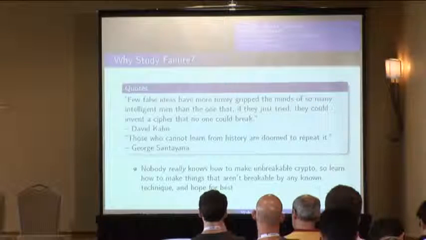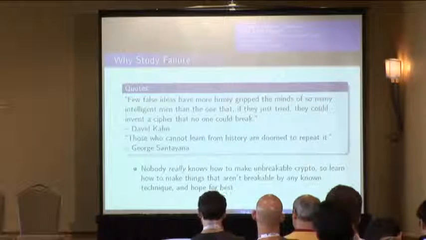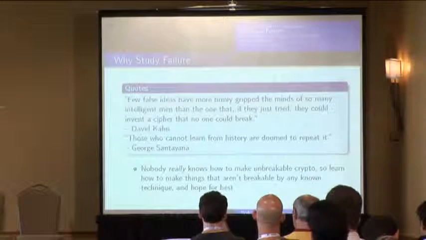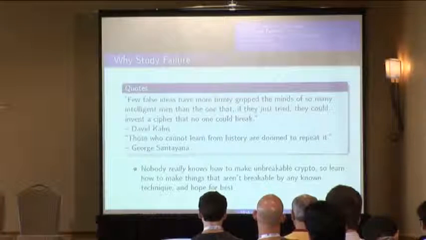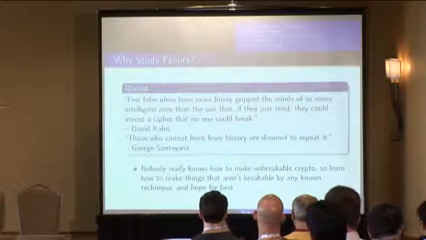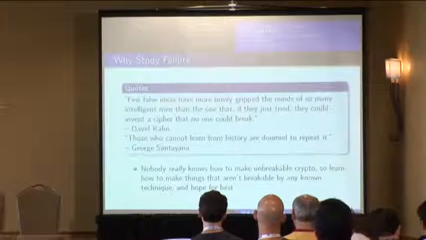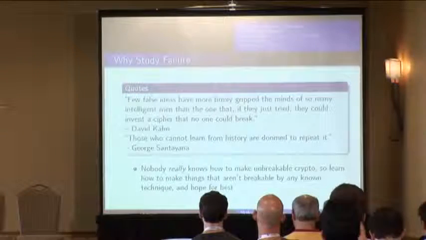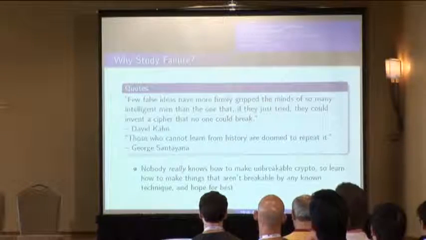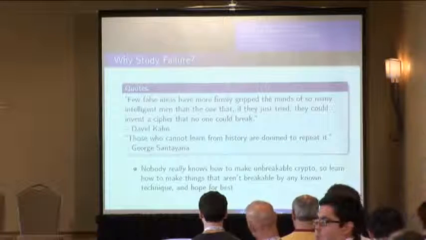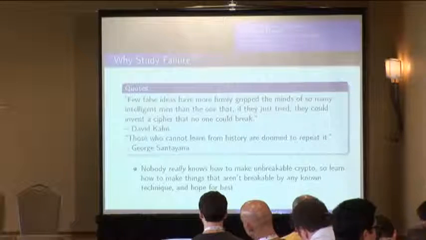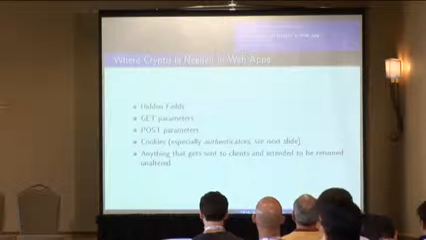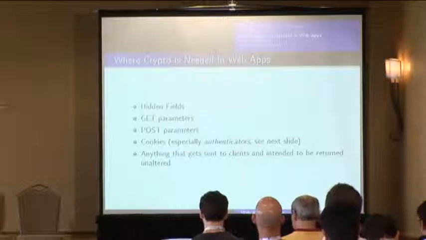So why study failure? Well, David Kahn is pretty famous for saying that few false ideas have a more friendly grip on the minds of so many intelligent men than the one that, if they just tried, they could invent a cipher that no one could break. Also, we learn from history, right? We've got to learn from history in order to prevent making the same mistakes. But nobody really knows how to make unbreakable crypto, with, potentially, the caveat of one-time pads. So we have to learn how to make things that aren't breakable by any known technique and then sort of hope for the best.